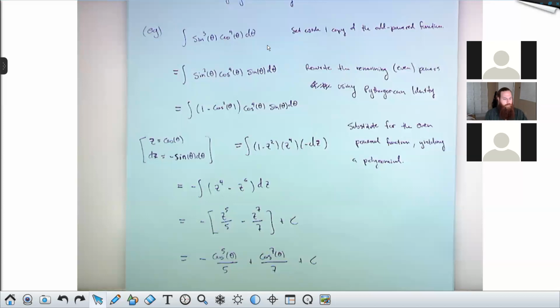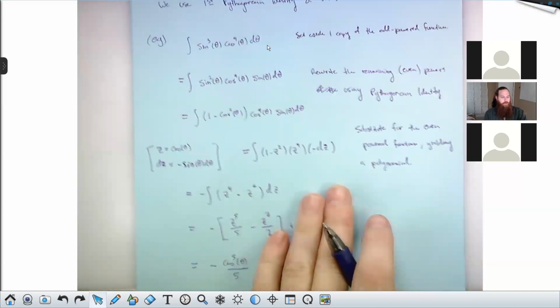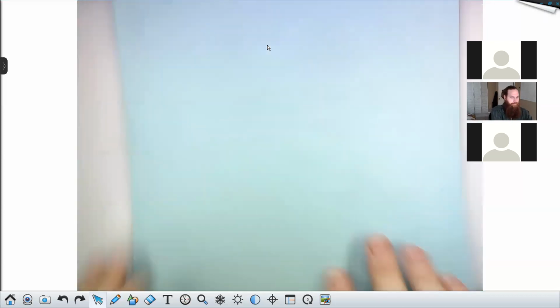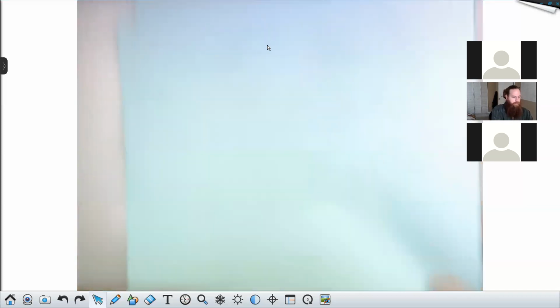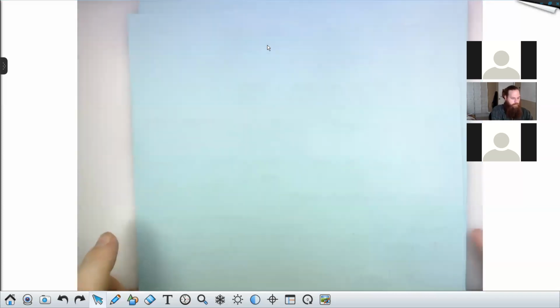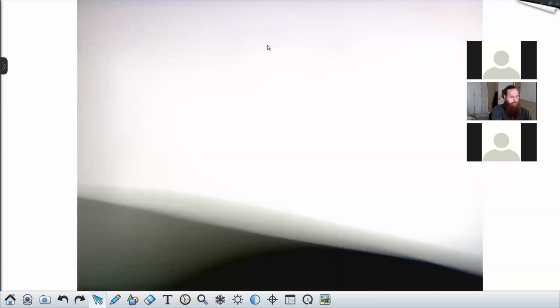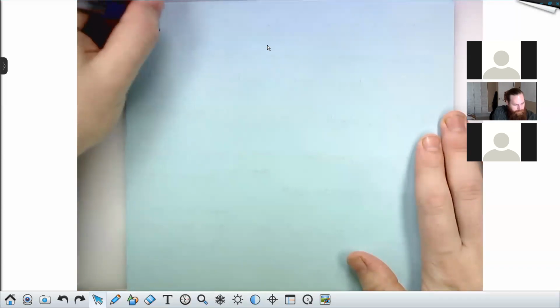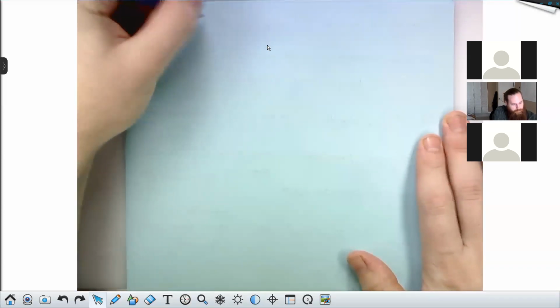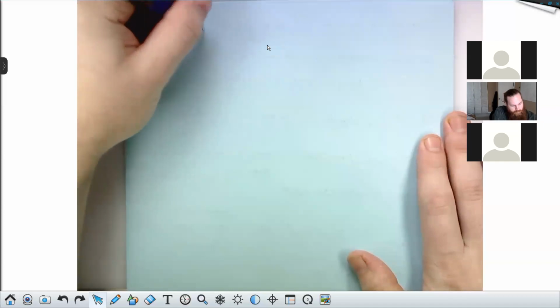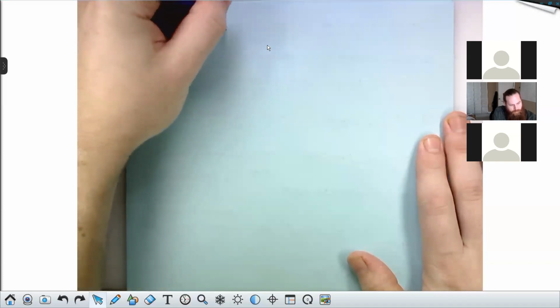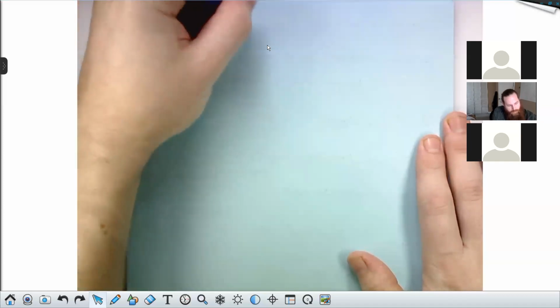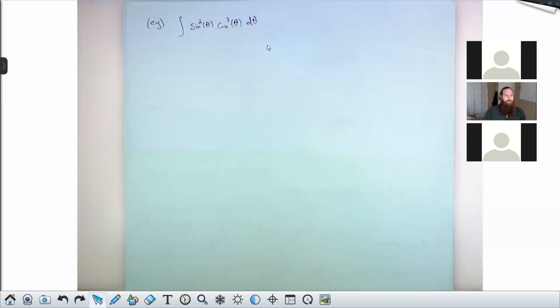Okay, let's try one more. This time I want you guys to tell me a little bit what to do. Let's do the integral of sine squared times cos cubed. What should I do? Show me just how awake we are.